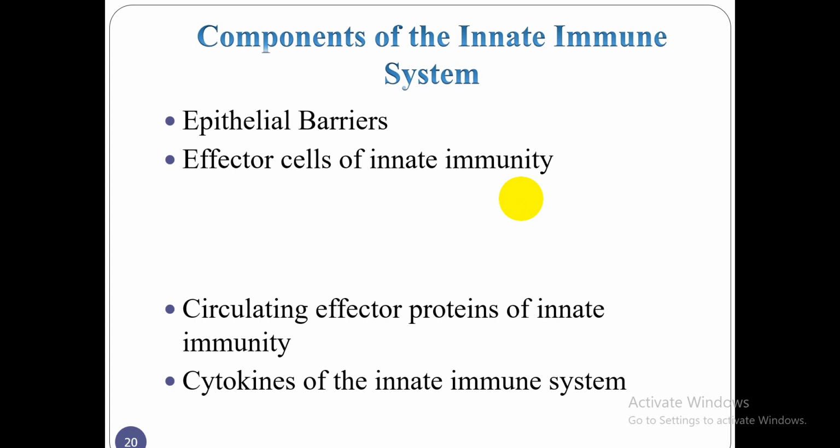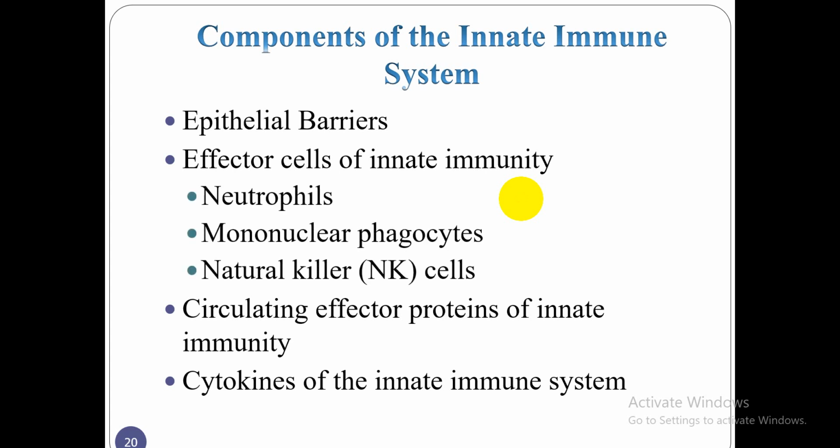In the second part, we become familiar with the components of the innate immune system and also their functions. The components of the innate immune system are epithelial barriers and some effector cells of innate immunity, such as neutrophils, mononuclear phagocytes, and natural killer cells, circulating effector proteins of innate immunity, and cytokines of the innate immune system.